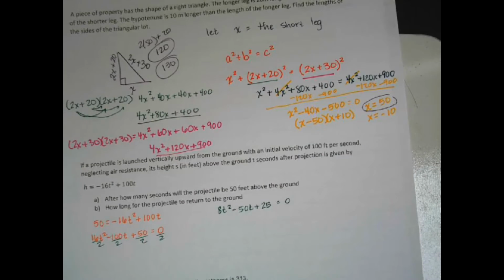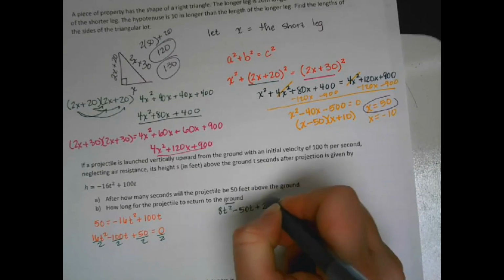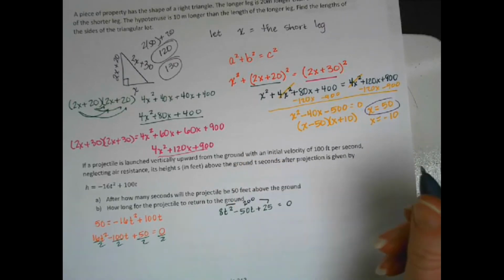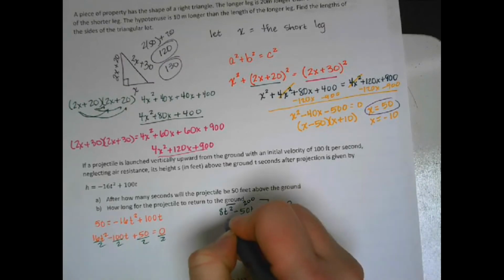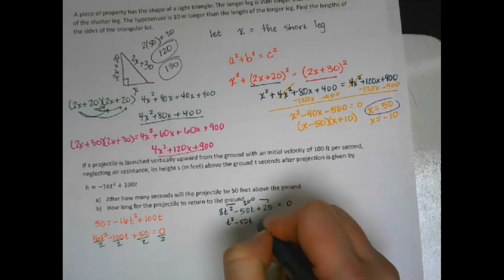Let's just factor it. I'm going to multiply first and last, which gives 200. So drop the lead coefficient and replace.